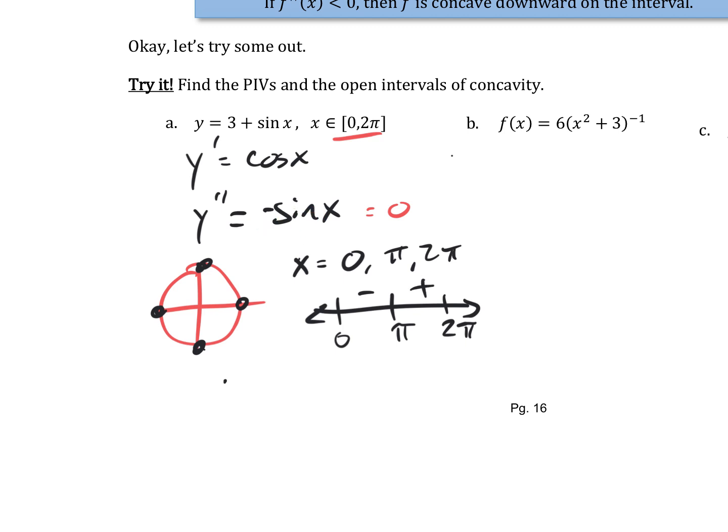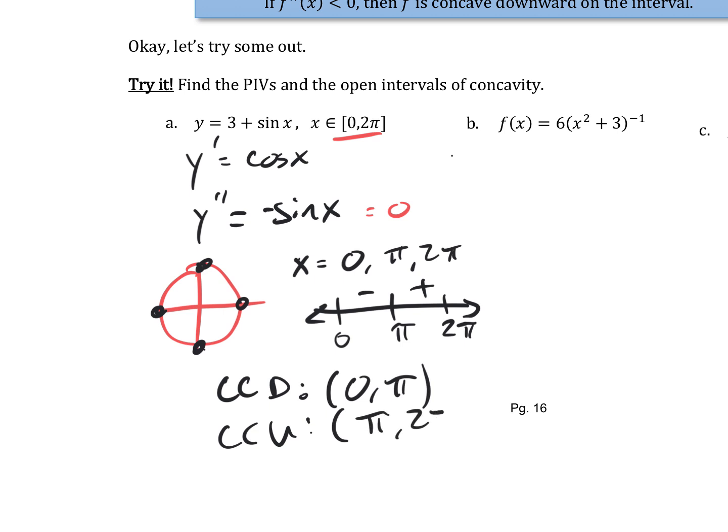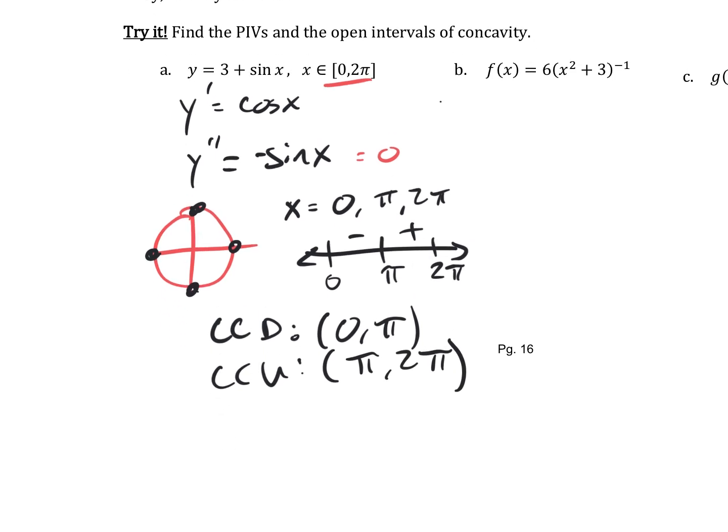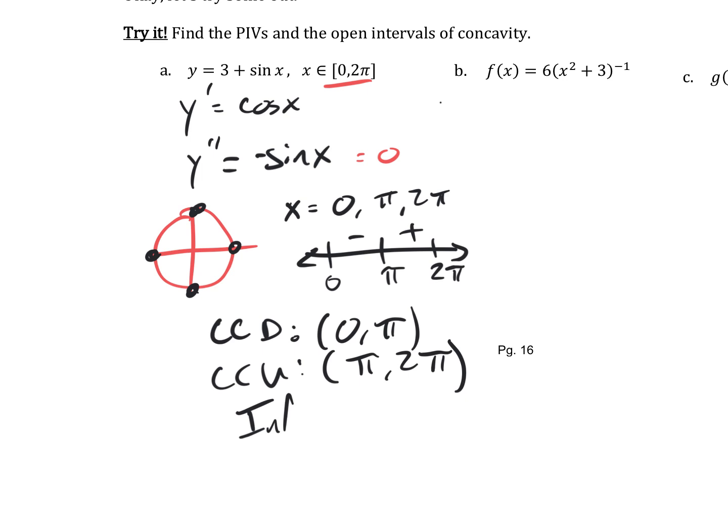All right, so we're concave down when we're between 0 and pi, and we're concave up between pi and 2 pi. All right, and we have an inflection value at pi.